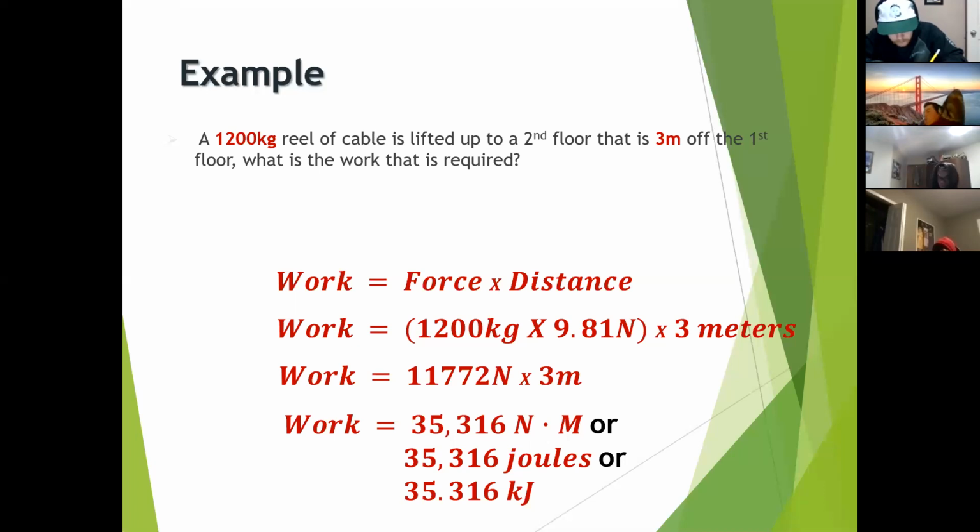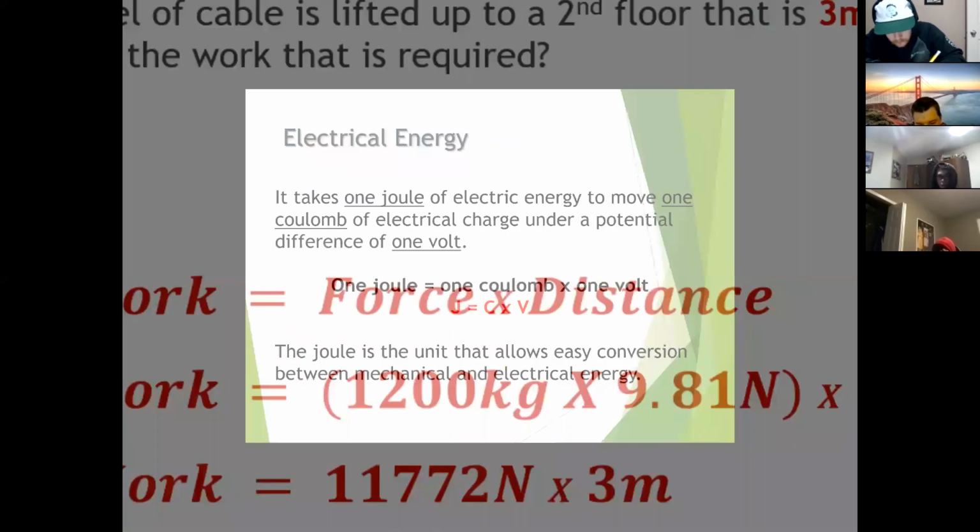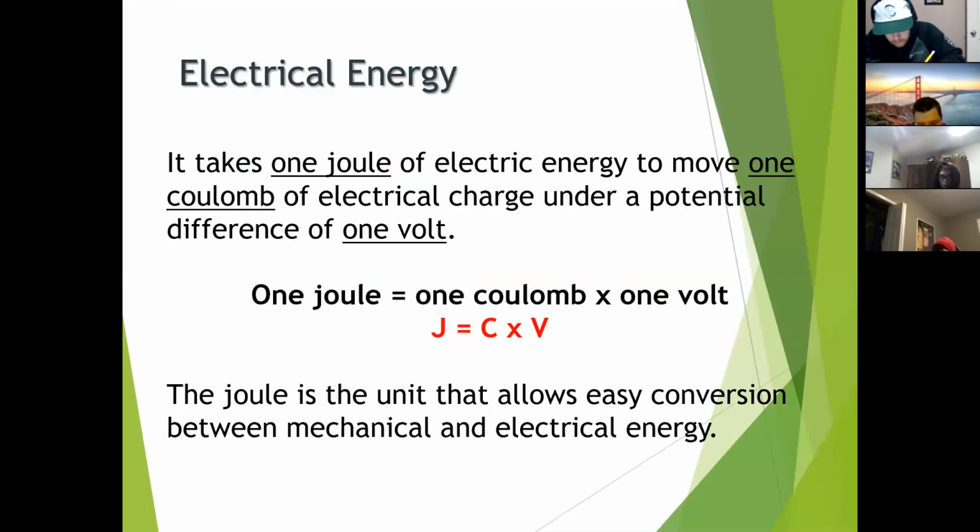So, to finally get to Hunter's question, electrical energy, hey? It takes 1 joule of electrical energy to move 1 coulomb of electrical charge under a potential difference of 1 volt. That's a really fancy way to say that 1 joule equals 1 coulomb times 1 volt. Know this formula. It will be very helpful when you're trying to convert things on the exam.